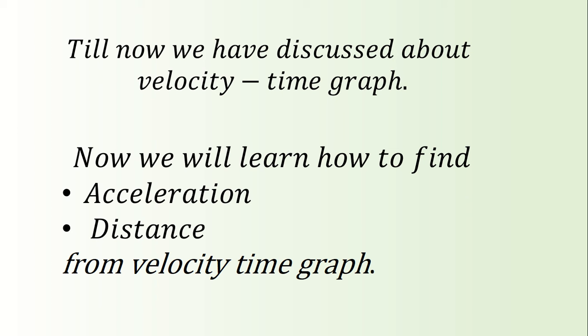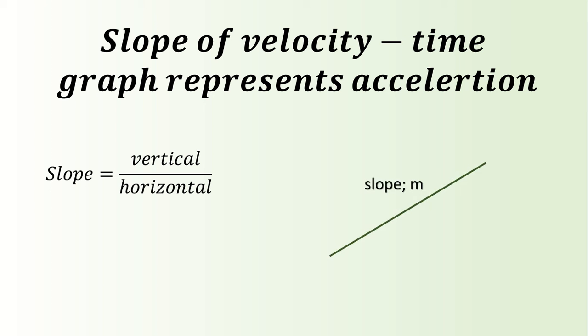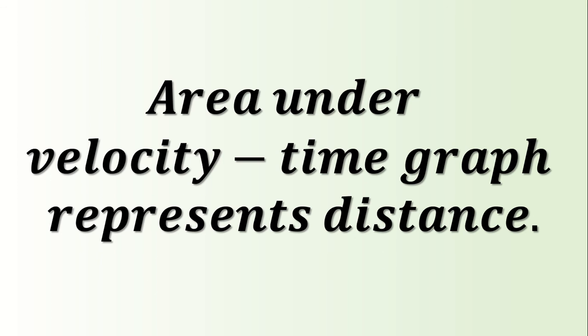Till now we have discussed the velocity time graph. Now we will learn how to find acceleration and distance from the velocity time graph. Remember, the slope of a velocity time graph represents acceleration. The formula for any slope is vertical over horizontal. We have a graph for a slope. In this graph, we draw the vertical and horizontal. The formula for slope is m equal to y over x, in other words, vertical over horizontal. The area under the velocity time graph represents distance.